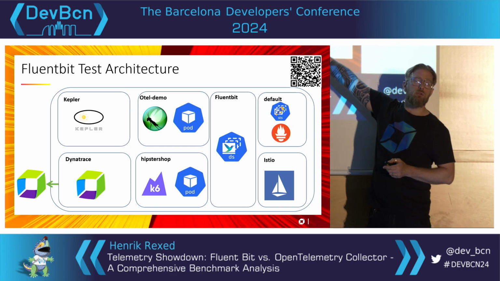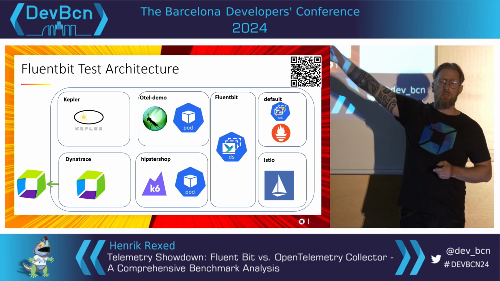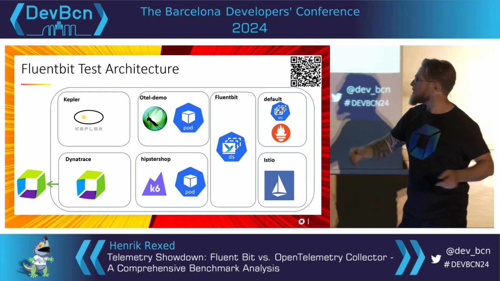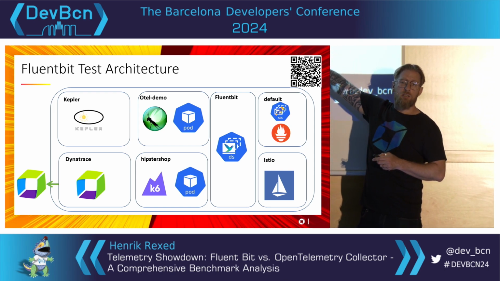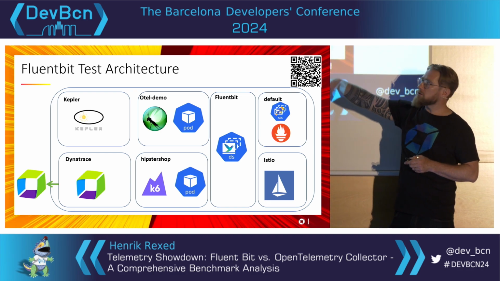And then to be able to collect the logs, I will have a Fluent Bit deployed as a daemon set to read the logs from the node. I will have Istio, because Istio will include Envoy everywhere, and it will add extra metrics and extra logs.